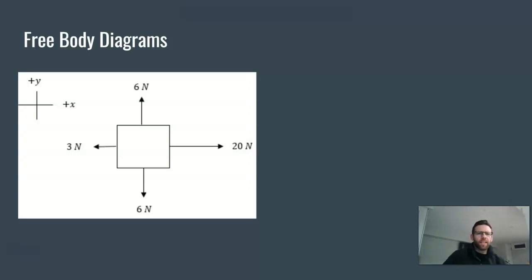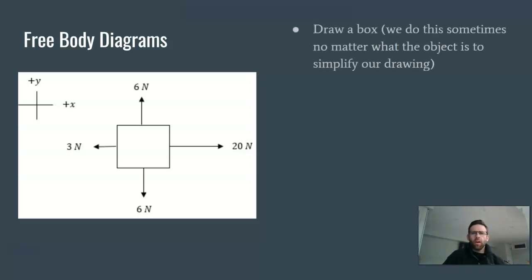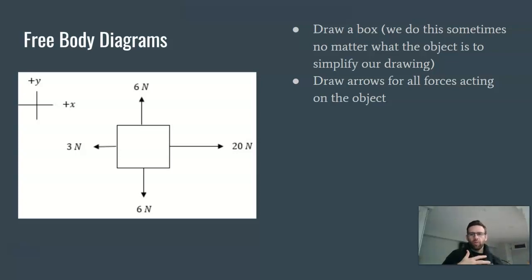All right, so a free body diagram looks like this. What we usually do for a free body diagram is draw a box, sometimes no matter what the object is, just to simplify our drawing. A box is an easy way to draw whatever object we're dealing with. And then we want to draw arrows for all forces acting on the object. In this case, there might be 4 forces acting on the object, and we draw arrows to show which way each force is directed. And like we talked about last time with vectors, the length of the arrow tells you how much force it has. In this picture we have numbers as well, and you can see the numbers line up with the length of the vector.